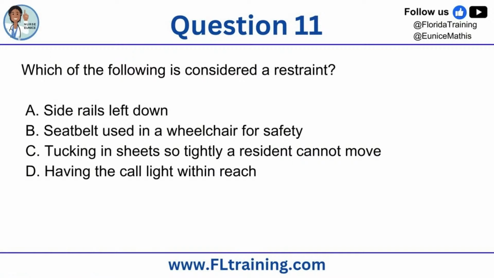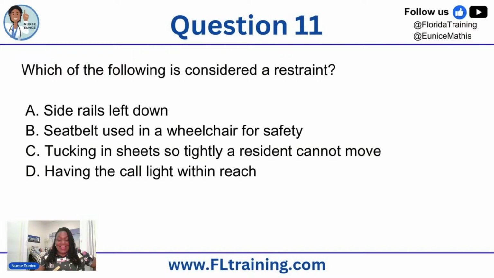Question 11. Which of the following is considered a restraint? Would it be A, side rails left down, B, a seatbelt used in a wheelchair for safety, C, tucking in sheets so tightly a resident cannot move, or D, having the call light within reach? Which would be considered a restraint?